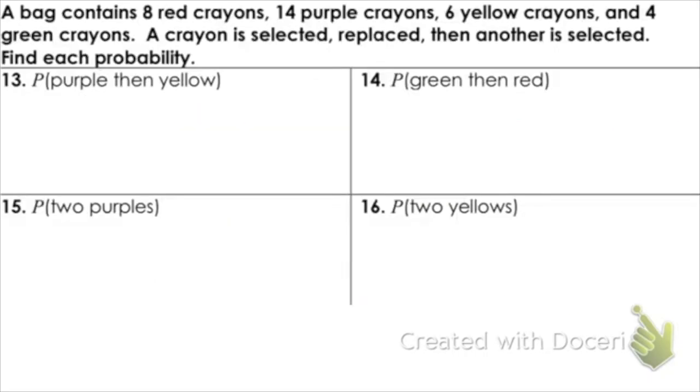All right, we're going to do a couple of these. Not all 4 of them, though. A bag contains 8 red crayons, 14 purple crayons, 6 yellow crayons, and 4 green crayons.